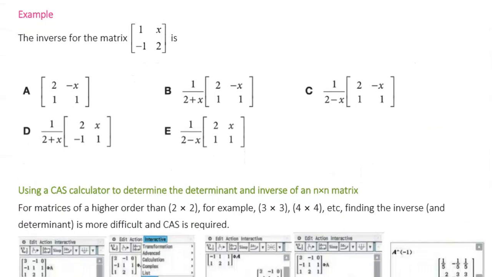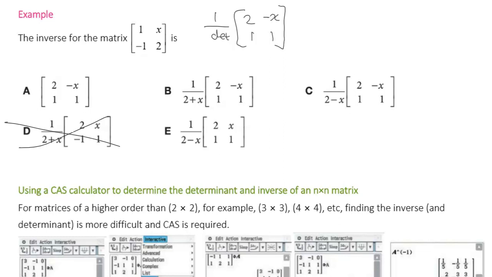Moving right along. So multiple choice question, the inverse for the matrix 1, x, -1 and 2 is. Okay, so 1 divided by our determinant, and then it's going to be the 2 and the 1 switched. X is positive, so it's going to become -x, and -1 is negative, so it's going to become +1. We didn't need to write that positive out the front there, Miss Upjohn. Okay, so far we can cross off part D.